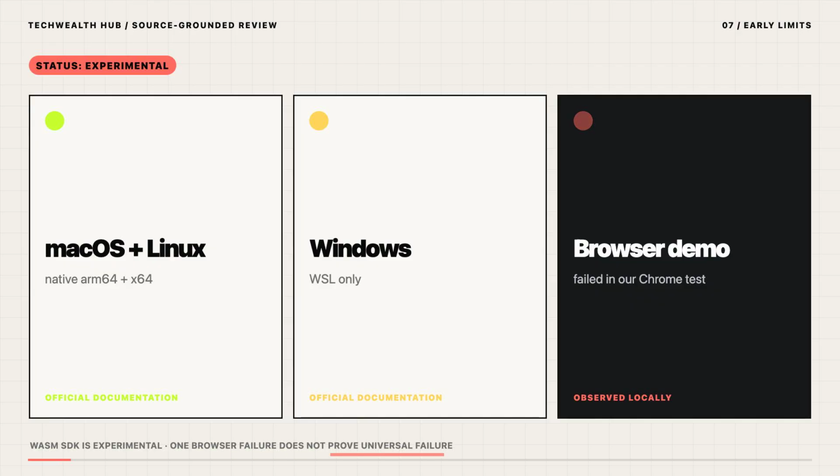Availability is also narrower than the tagline. Version 0.0.3 ships native archives for macOS and Linux on ARM64 and x64. Windows is supported through WSL, not as a native Windows binary. The repository labels the entire project experimental, and the WebAssembly SDK is experimental too. In our Chrome test, the fx.sh browser demo failed to start. That does not prove the WebAssembly build is broken everywhere, but it is a real example of why this release should be evaluated as an early platform component.